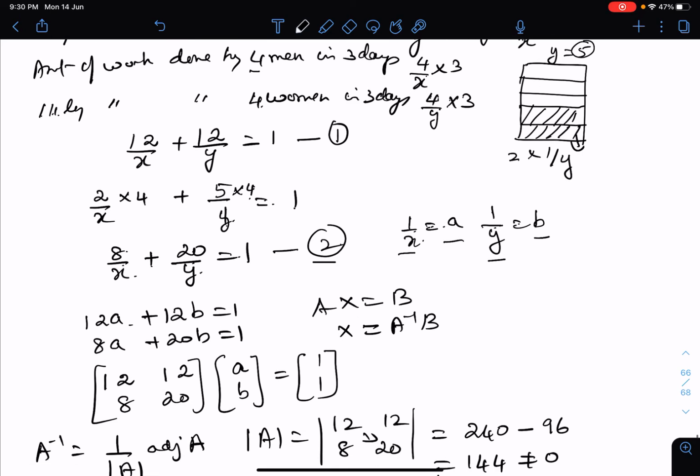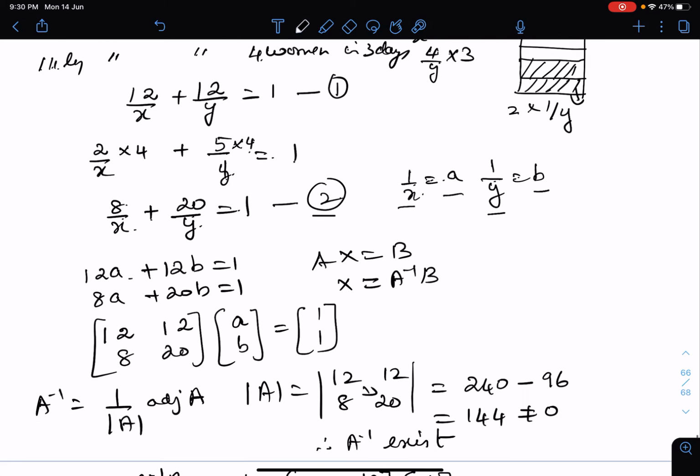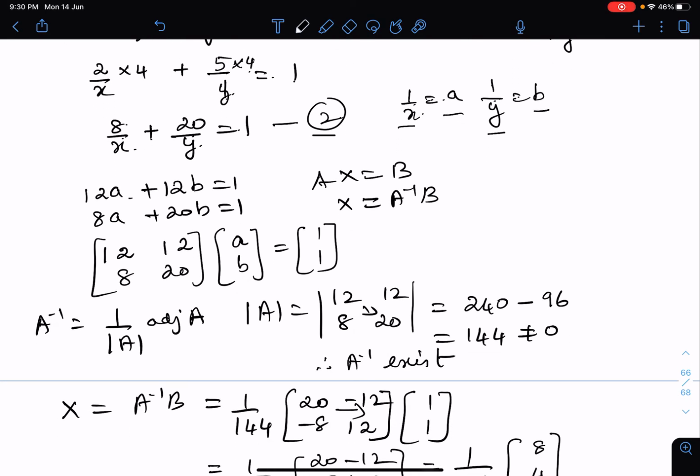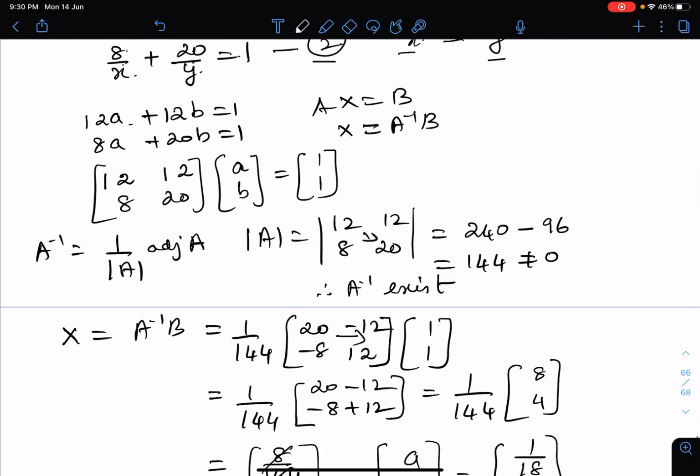So we know that AX equal to B and X equal to A inverse B. So we are converting these linear equations into matrix form: 12a plus 12b equal to 1 and 8a plus 20b equal to 1. Our coefficients are 12 and 12, 8 and 20, our unknowns are a and b, and the right hand side has 1 and 1 because it is one piece of work. The A inverse formula is 1 by determinant A into adjoint A. Determinant A: multiply the principal diagonal minus the other diagonal. So 240 minus 96 gives 144, which is not equal to 0. Therefore A inverse exists.